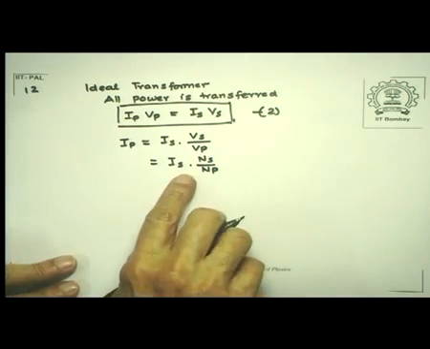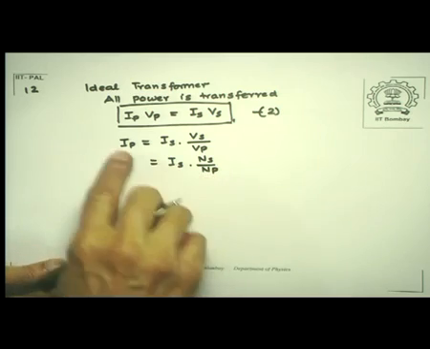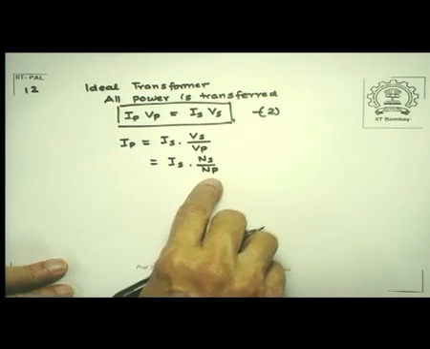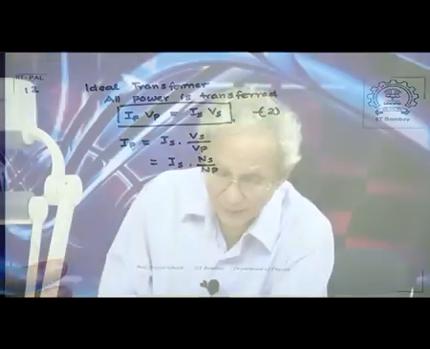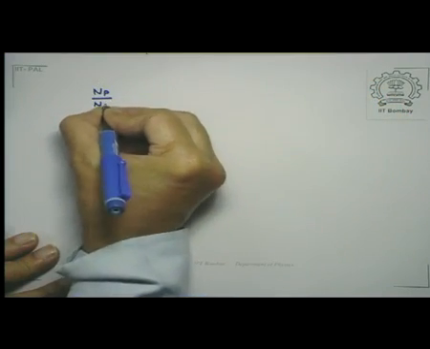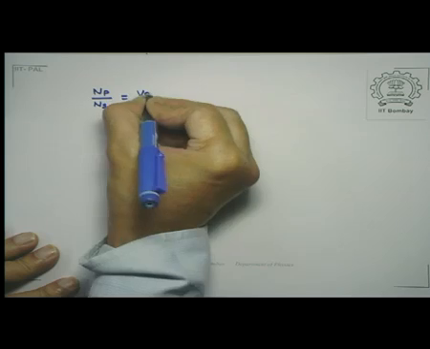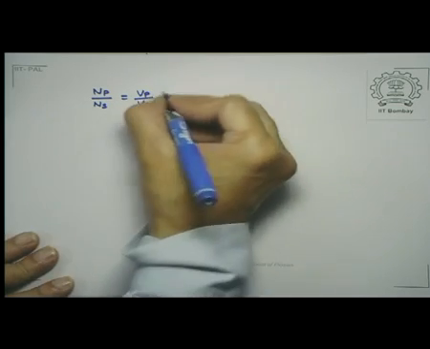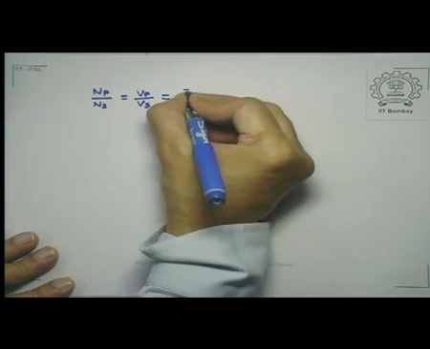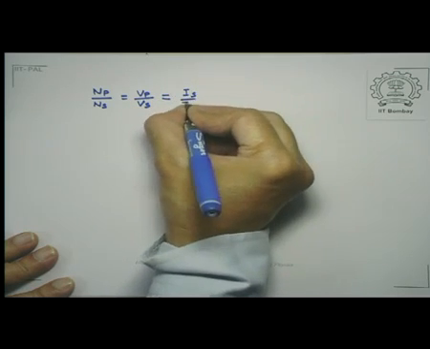So this tells me that I have an inverse relationship with respect to the turns in the current part of the circuit. So what we notice is that Np by Ns is equal to Vp by Vs and is also equal to Is by Ip.